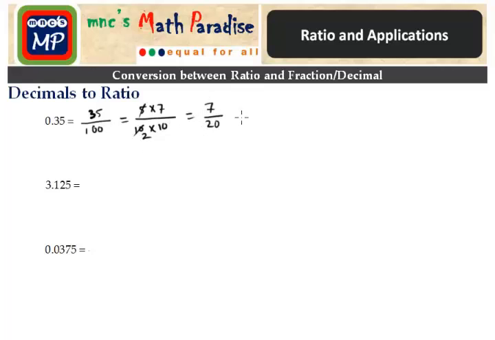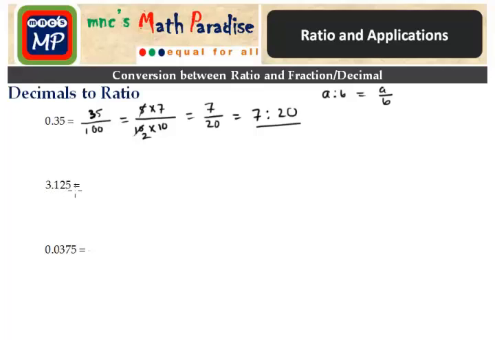2 times 10 is 20. So we know that A ratio B can be written as A divided by B, so A divided by B can be written as A ratio B. So here 7 divided by 20 can be written as 7 ratio 20. So the equivalent ratio for the decimal value 0.35 is 7 ratio 20.